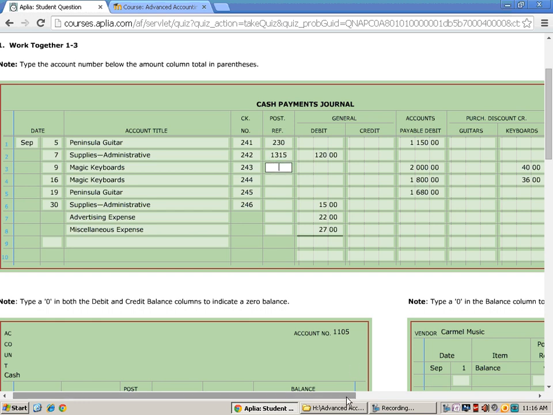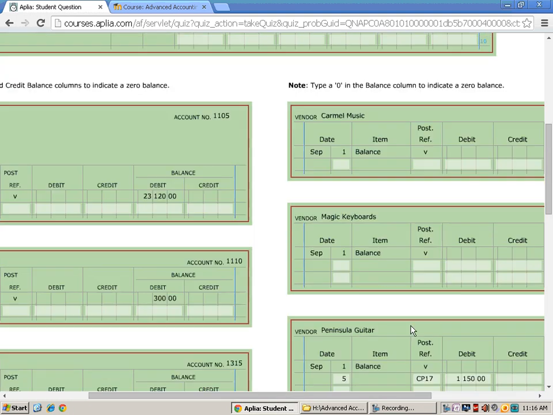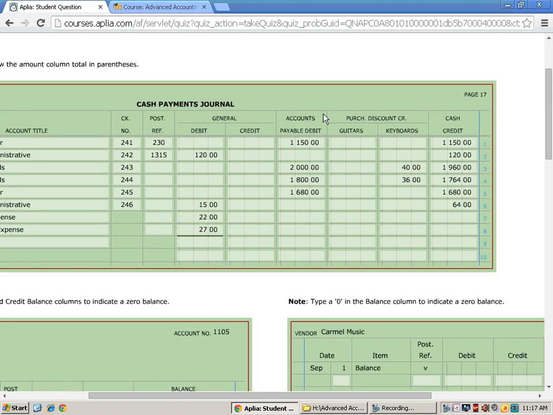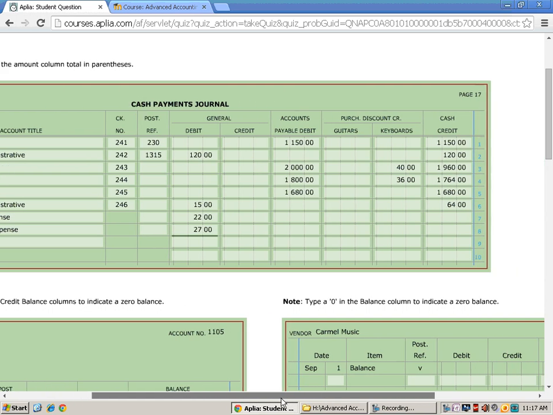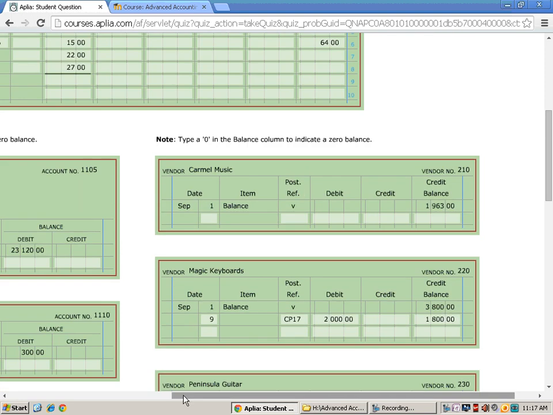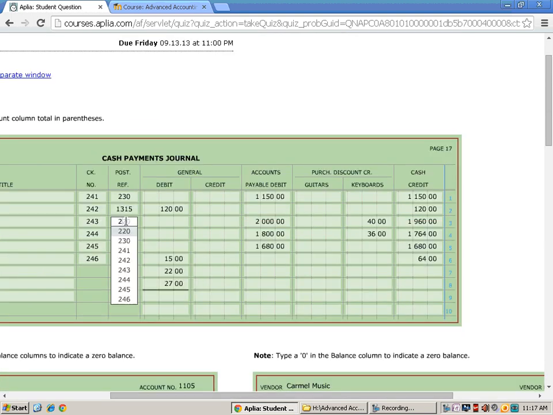Okay, September 9th, we're going to Magic Keyboards. There it is, sorry. September 9th, CP 17. And it's a debit. We're looking at our accounts payable account. It's a debit now of Magic Keyboards, a debit of $2,000. So we did owe them $3,800, so we subtract because they're opposite. We now owe them $1,800. Bring our vendor number up into our post reference, 220.